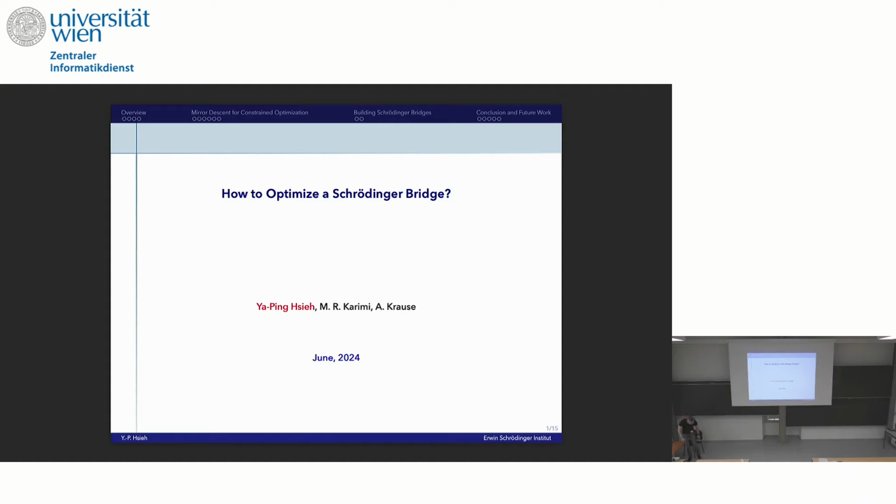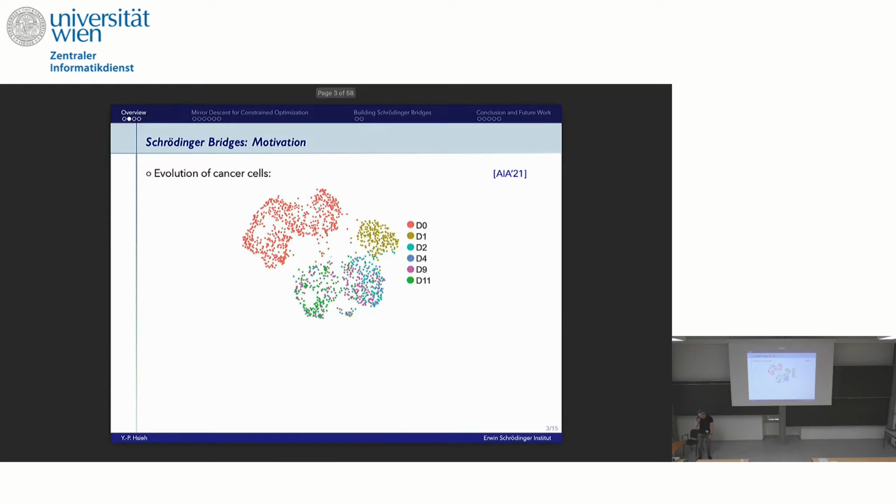Okay. So let's begin by explaining what this weird title is, how to optimize the Schrödinger bridge, and why we care about it. My background is in machine learning, and a while ago, my collaborators and I started approaching this problem. What you're looking at here is a data set of cancer cells of some patient, expressed on different days. On day 0 is the red dots, on day 1 is the yellow dots, and so forth. Given this data set, what we wanted to understand was to recover the evolution of the cancer cells. In other words, how did those red dots evolve into those yellow dots?